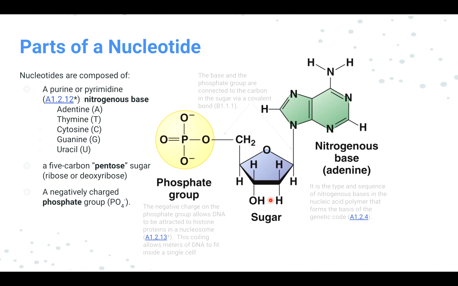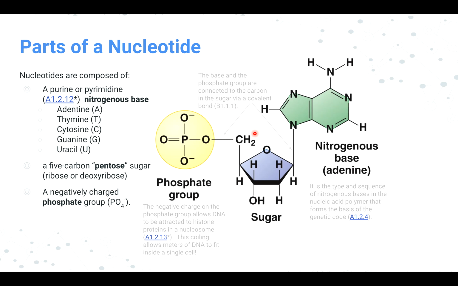The negative charge on the phosphate group allows the DNA to interact with the histone proteins. Later on we are going to talk about how the DNA is wrapped around a nucleosome, which is a protein. So these charged molecules help the DNA get wrapped around the protein, and this coiling allows meters of DNA to fit into a single cell. Imagine the length of the DNA and how it gets condensed into a small area in the cell.